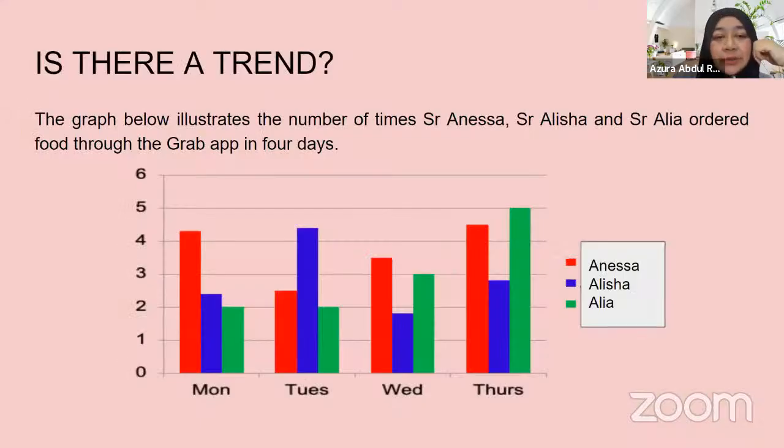Okay, now look at this one here. Is there a trend? The graph below illustrates the number of times Sister Anissa, Sister Alicia, and Sister Alia ordered food through the Grab app in 4 days. Anissa is in red, Alicia is in blue, and Alia is in green. Now, can any of you tell me whether there is a trend here?